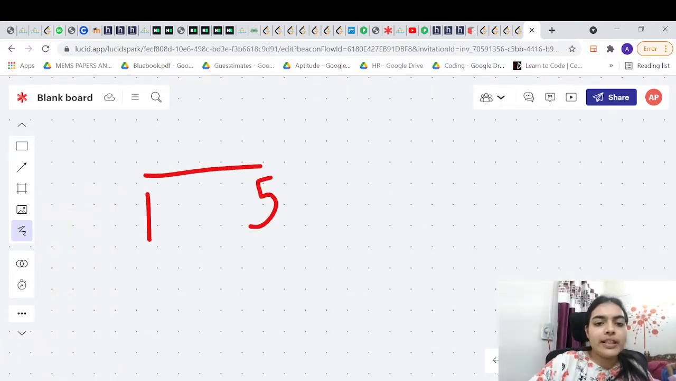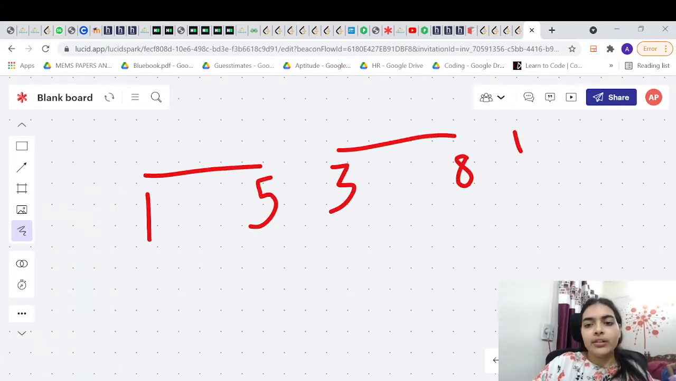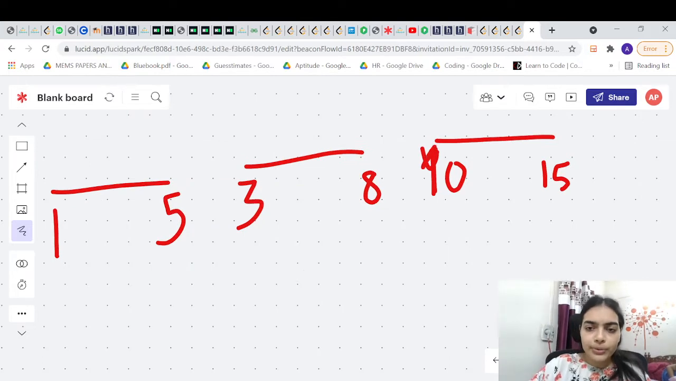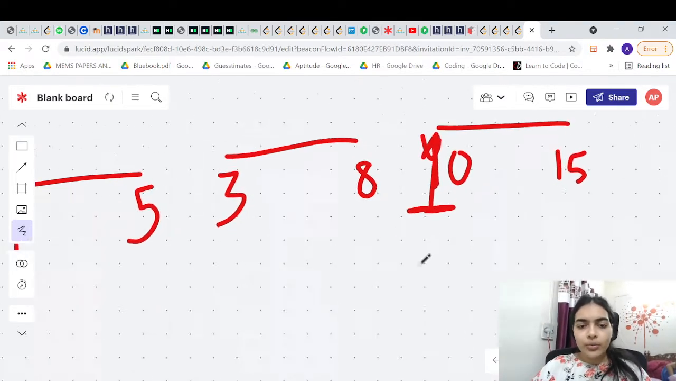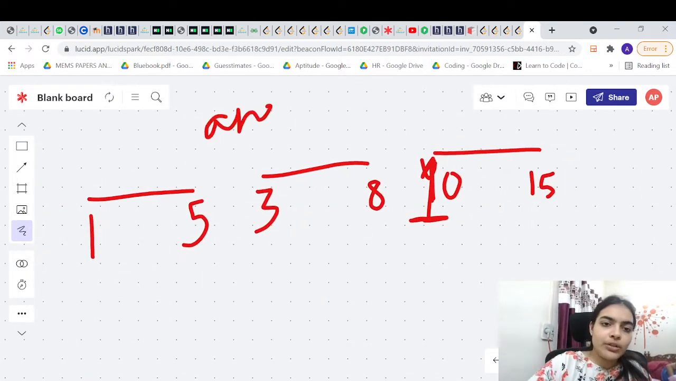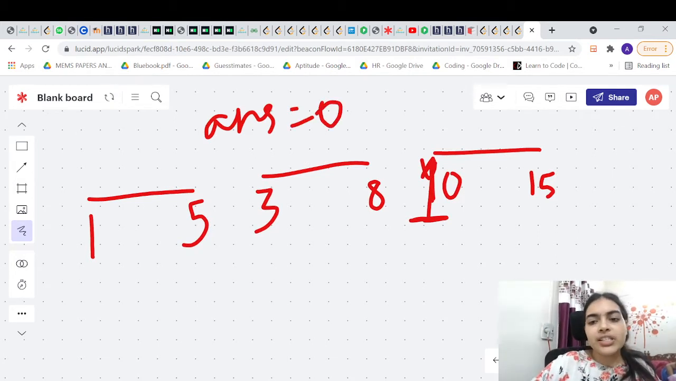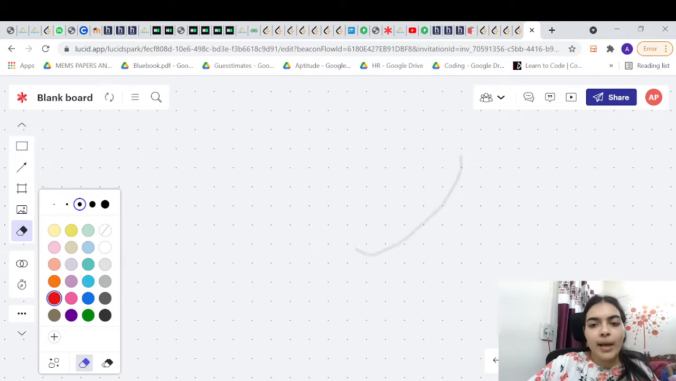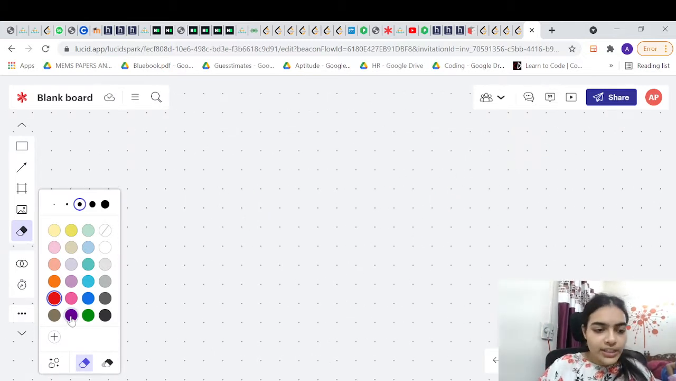Suppose you have intervals like this: [1, 5], [3, 8] and let's say [10, 15]. In this case, what will be your answer? Your answer will simply be 0, because none of the intervals are overlapping, so you need not delete any interval. But okay, let's take some other case.